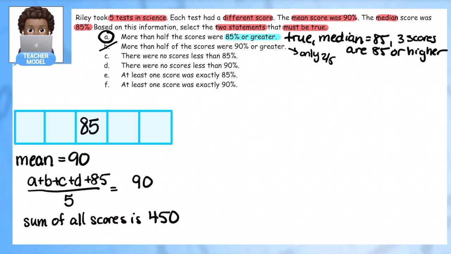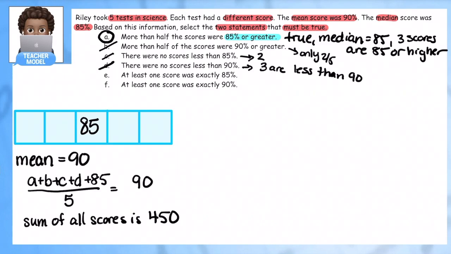There were no scores less than 85. Well, we know that's not true because 2 scores were less than 85. And we know that because 85 is the median. That's why this box really helps me. So nope, that cannot be true. We know we have 2 that are less than 85. There are no scores less than 90. That can't be true because we definitely know that 3 scores are less than 90. And we know that's true because we absolutely have an 85.